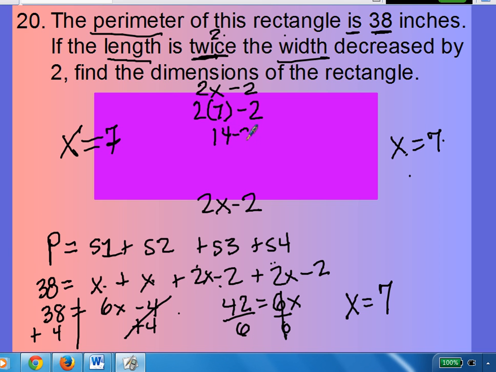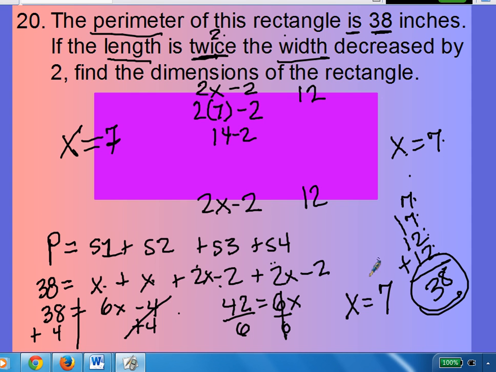So we get 14 minus 2 is 12. Okay, well let's make sure this all does really add up to 38 for our check. We have 7 plus 12 plus 12. Add them all up. So that's 14, 15, 16, 17, 18. Carry the 1. 1, 2, 3, 38. So let's answer the question. Our dimensions of our rectangle are 7 inches by 12 inches. And there you have it.